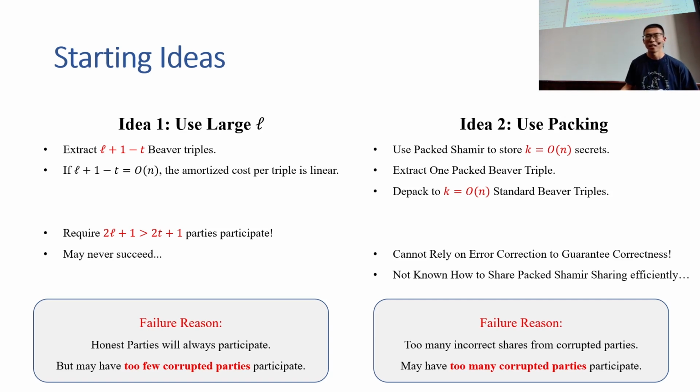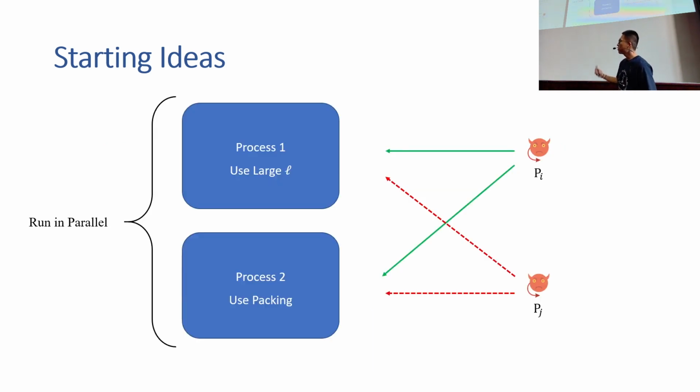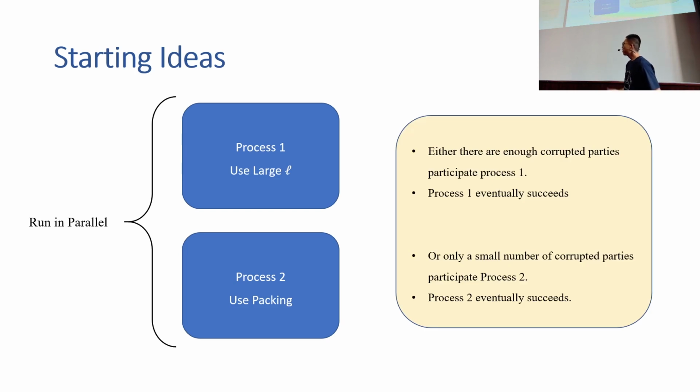So our idea is that we want to unite these two processes so that if one party participates in the first process, then he should also participate in the second process, or the other way around. If a party does not participate in the first process, then he should not be able to participate in the second process. If we can do that, then either for the first process, we will have a enough number of parties participating, so the first process will succeed, or we will not have that many corrupted parties participating in the second process, so that the second process will eventually proceed.